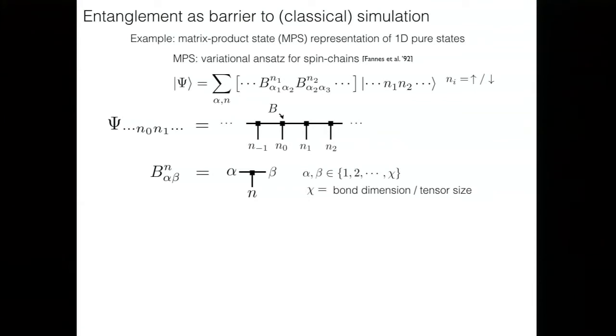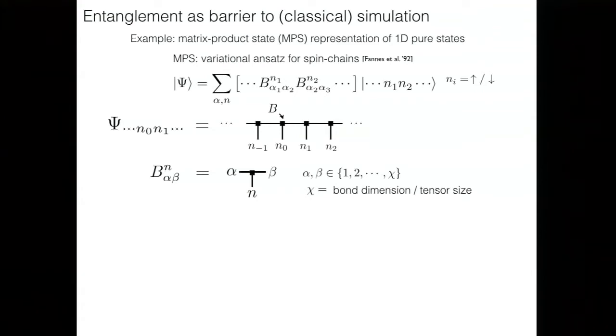So each node of these lines here represents a tensor, and if legs are contracted together, there's the Penrose notation, that means the indices are summed over. You're left with a series of dangling indices. Those are the indices representing the spins up or down. And each of these tensors B is the tensor of the matrix product state, and an important parameter we're going to be using throughout is this chi, the so-called bond dimension. It's just the size of the tensors.